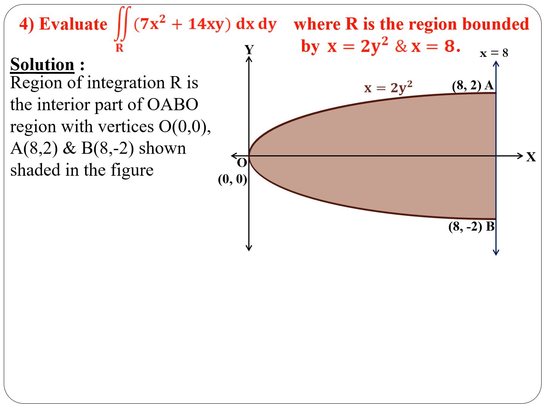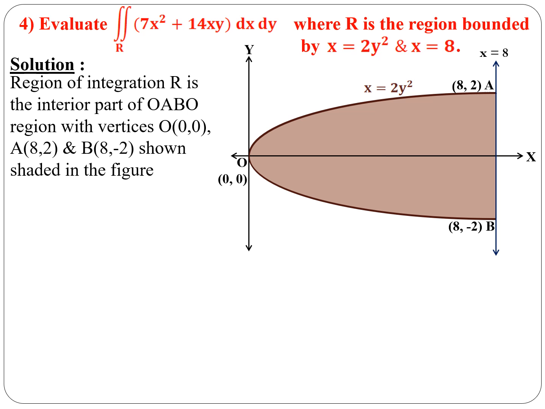Here we are getting three points, O, A, B. O is (0, 0), A is (8, 2), sorry, (8, 2), and B is (8, -2). How did we get A and B? For A and B, on the line x = 8, we put x = 8 in x = 2y² and solve, then we get y = 2 and -2. So A is at y = 2 and B is at y = -2.